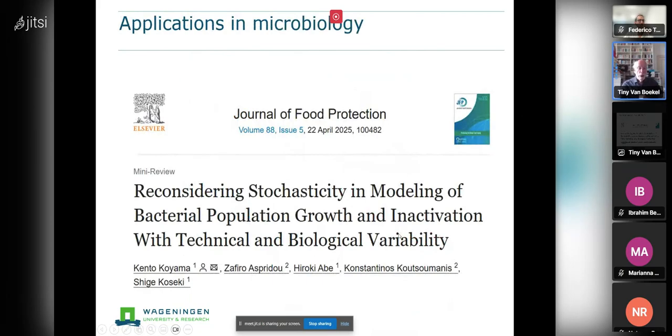Then there is a very recent paper from 2025, which also tells about these things. I think this was a very nice overview where they show all kinds of different situations with growth and inactivation, also trying to distinguish between technical and biological variability. So I would highly recommend to read this paper to see the applications of Poisson and negative binomial regression in food microbiology.